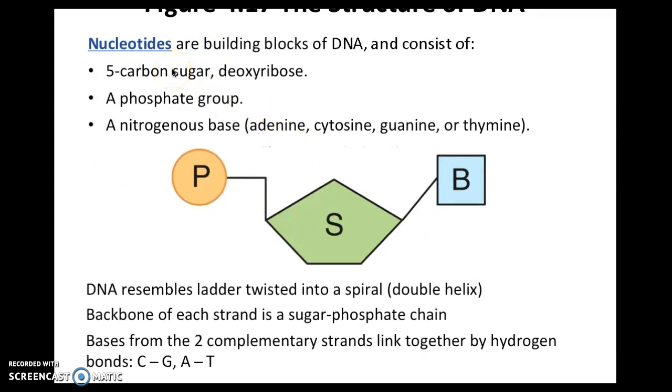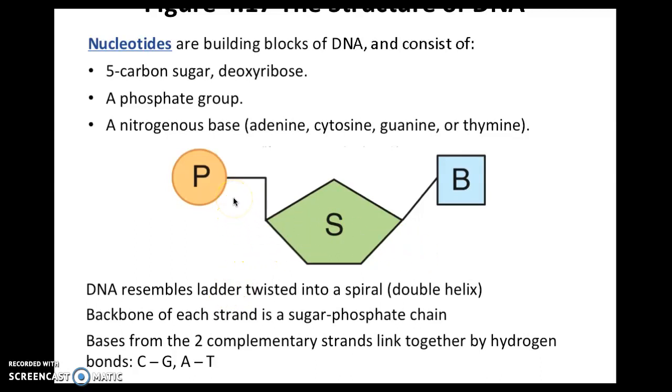A nucleotide is a building block of DNA. It is made up of a sugar, a phosphate, and a base. In DNA, that sugar is deoxyribose. Then it's connected to a phosphate, and then directly connected to the sugar is the nitrogenous base. Our bases are A, T, G, C. In DNA, that is adenine, thymine, cytosine, and guanine. The shape of DNA is a right-handed double helix, that is, a ladder that's twisted to the right.